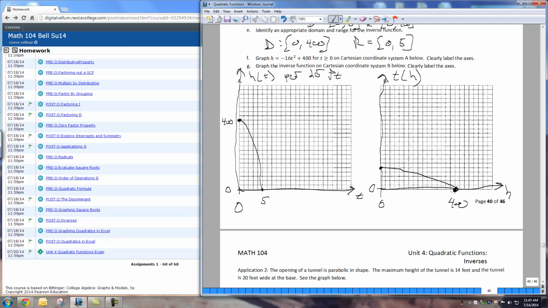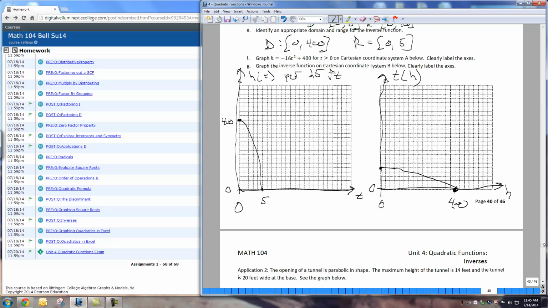And there's our graph. So all that happens is our axes get flipped. This was the t-axis, now it becomes the h-axis. This was the h-axis, now it becomes the t-axis. And notice our points just get flipped to the other side. What was the point 0, 400 now becomes the point 400, 0. And that's basically it.